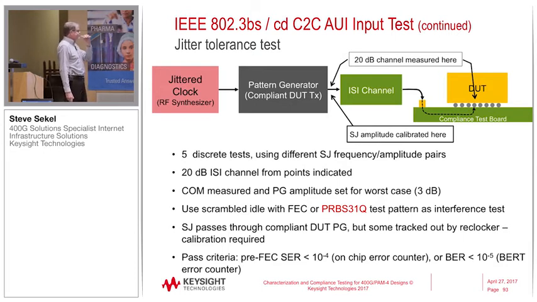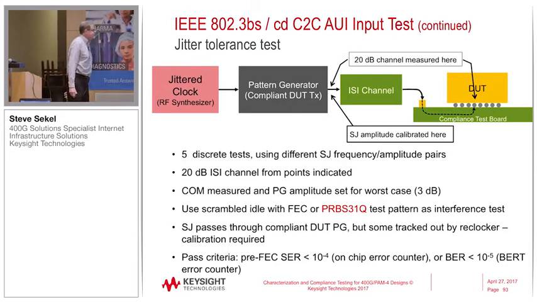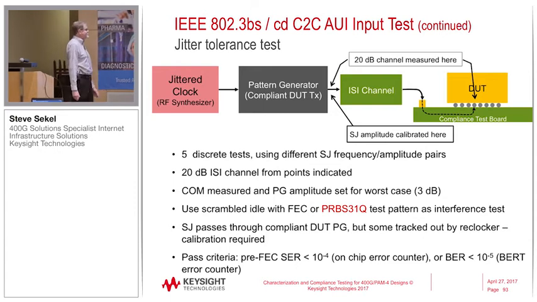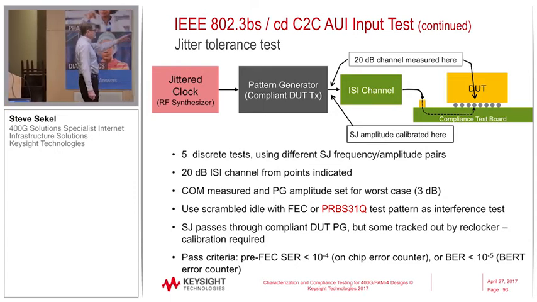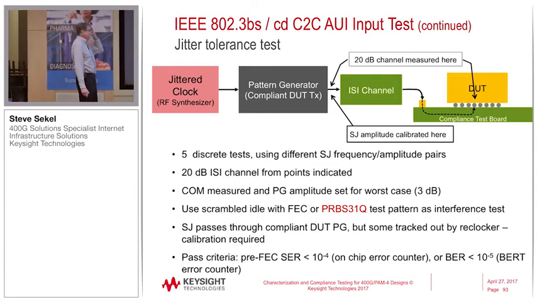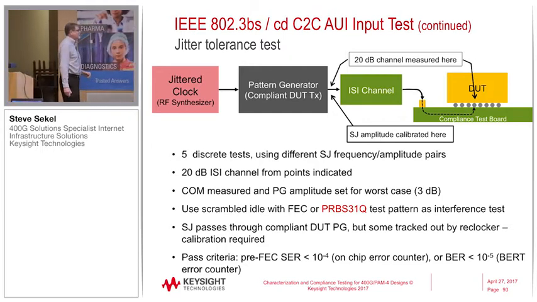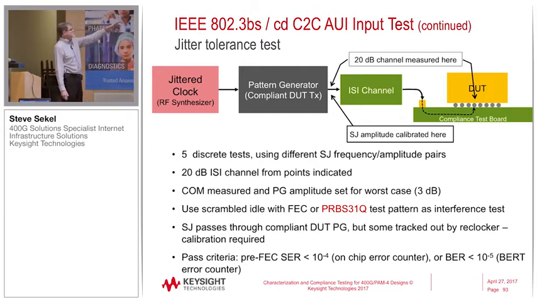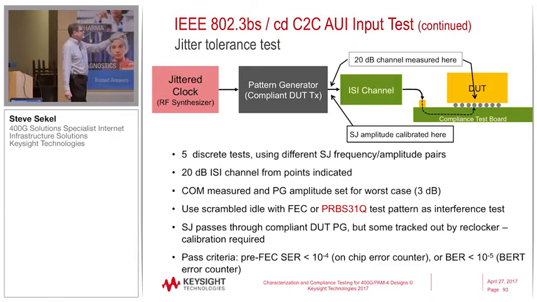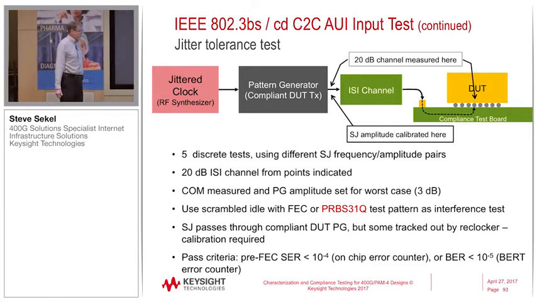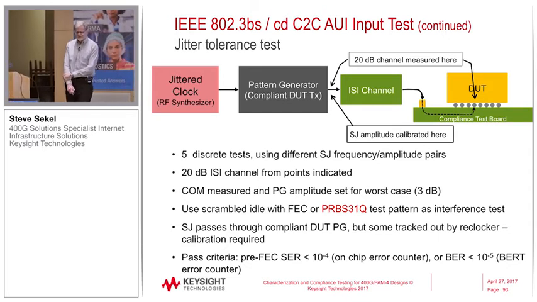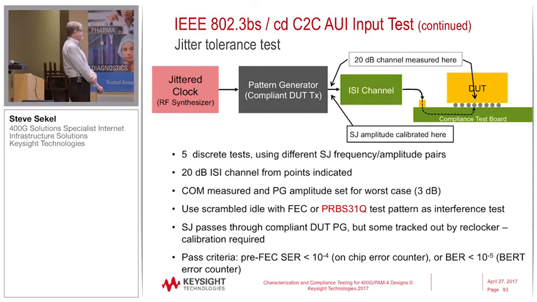So once again, there are 5 discrete tests with pairs of SJ frequencies and amplitudes associated with them. We do this only with a 20 dB channel, so it's only the worst case channel, and you'll see that's where the calibration is for the 20 dB. COM is measured to set the amplitude for the worst case in this. Okay, so that's how we set the eye closure up on this.